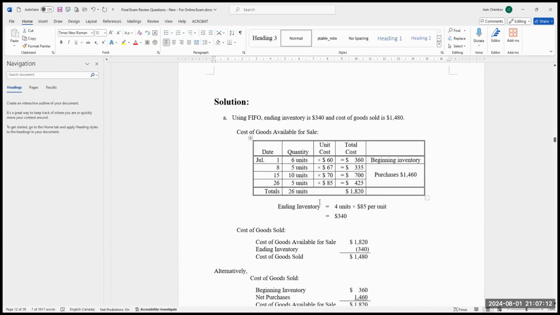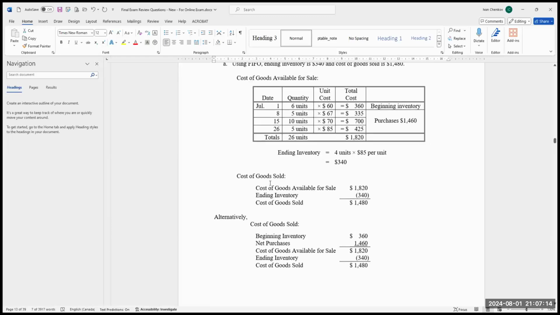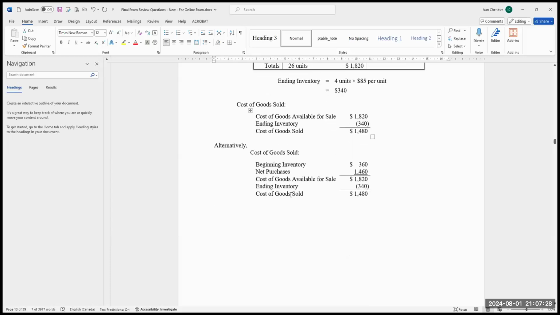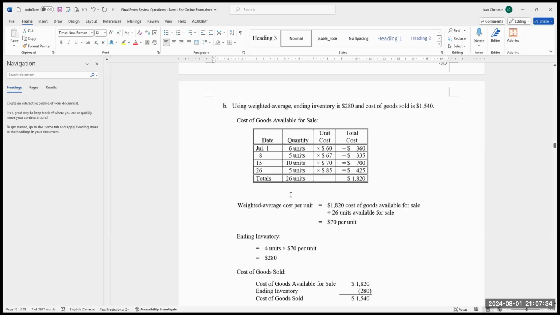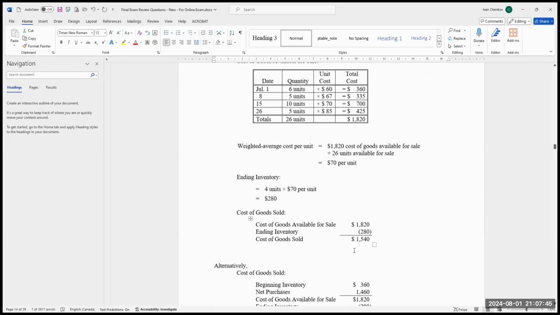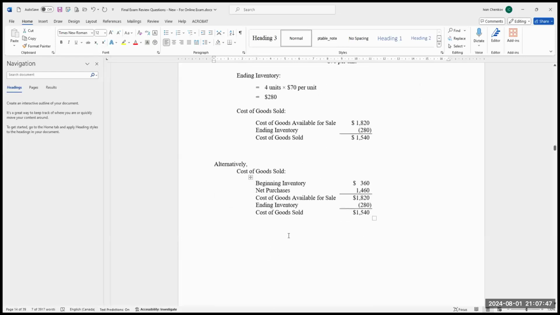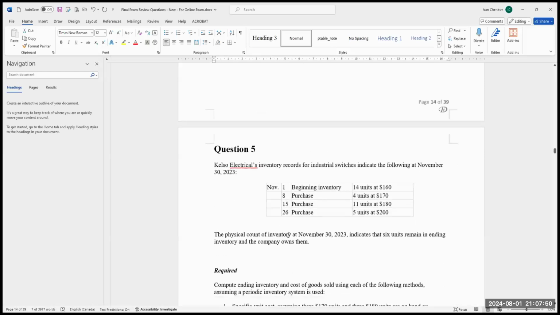The next question, first the solution, which is going over the same idea. How you're going to get cost of goods sold: you get the ending inventory, get the purchases, get the cost of goods available for sale, and come up with the cost of goods sold. Weighted average: come up with the total cost for those 26 units, come up with the average cost per unit, get the ending inventory, calculate the cost of goods sold. Now the next question, question 5.